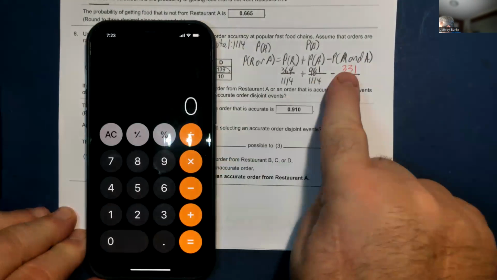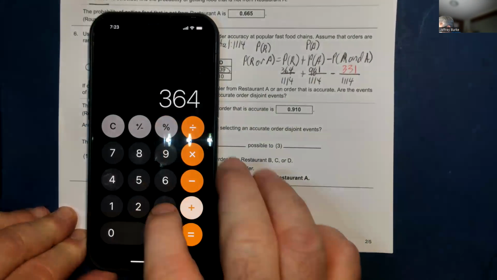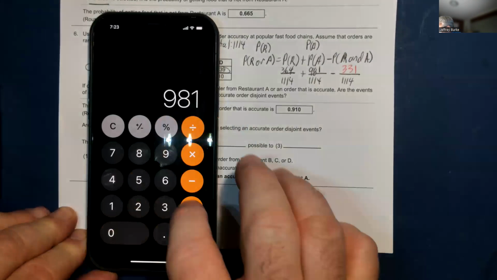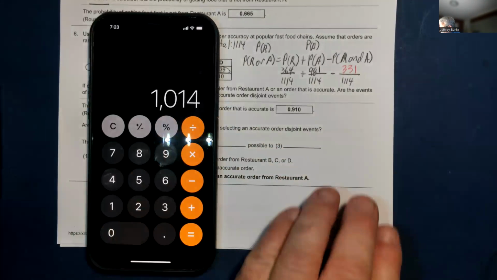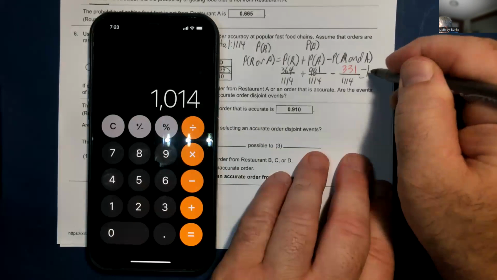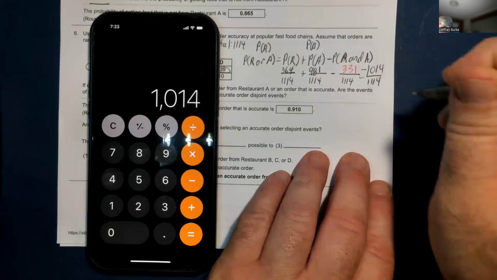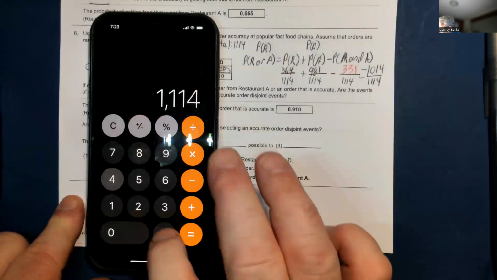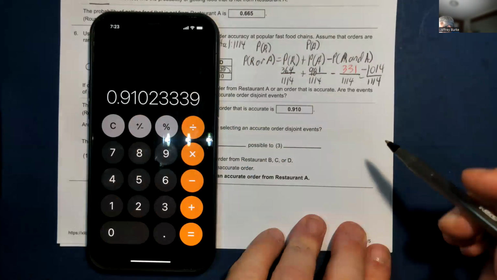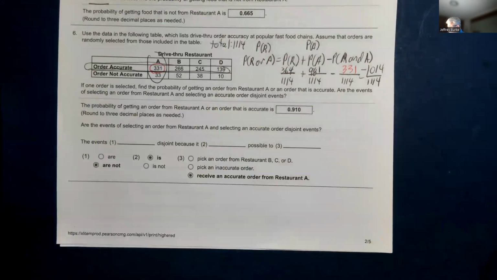So in order to come up with an answer to this, we're just going to figure out the numerator. This is going to be 364 plus 981 minus 331, and that's going to leave me with 1014. So this is going to be 1014 divided by 1114. If I take this result and divide it by 1114, that's going to equal 0.910, which is what we have here.